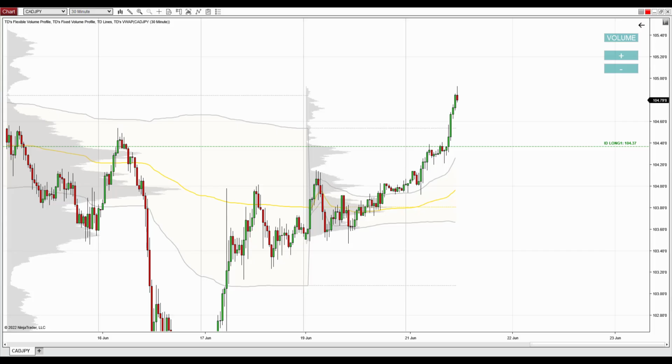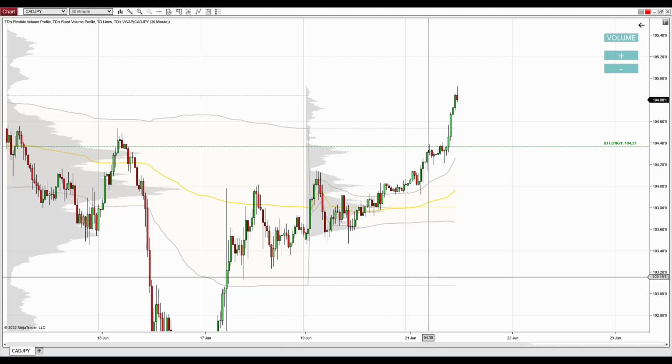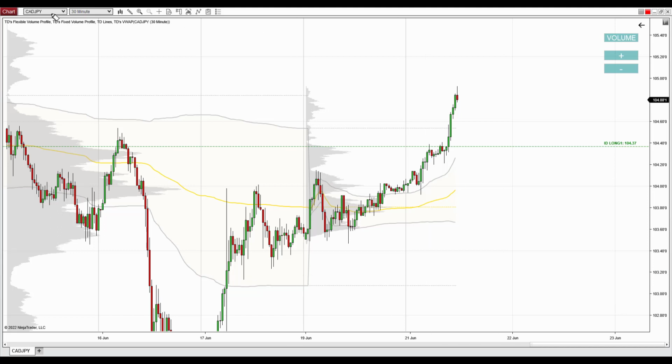Today I'd like to talk about an intraday trading idea on the Canadian dollar Japanese yen. So what you see before you is the Canadian dollar Japanese yen. We are looking at a 30-minute chart, and what caught my eye in here was this strong buying activity, which is a sign of aggressive buyers who are currently pushing the price upwards.